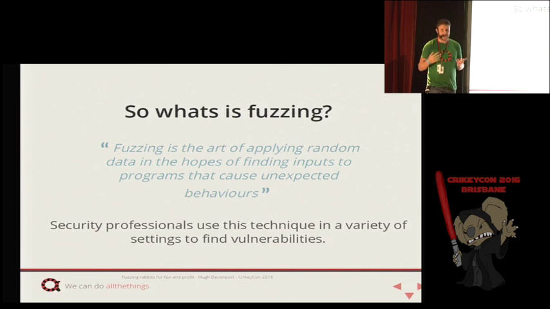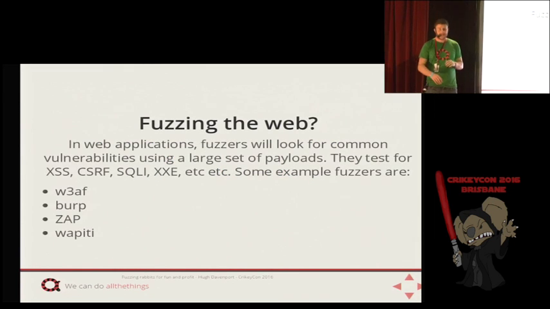So what is fuzzing? Fuzzing is the art of applying random input in hopes of finding something that causes something bad to happen. Unexpected behaviors could mean different things depending on the context. Security professionals use this technique to find a whole bunch of different stuff that you might not find with just manual testing. So you can fuzz on the web.